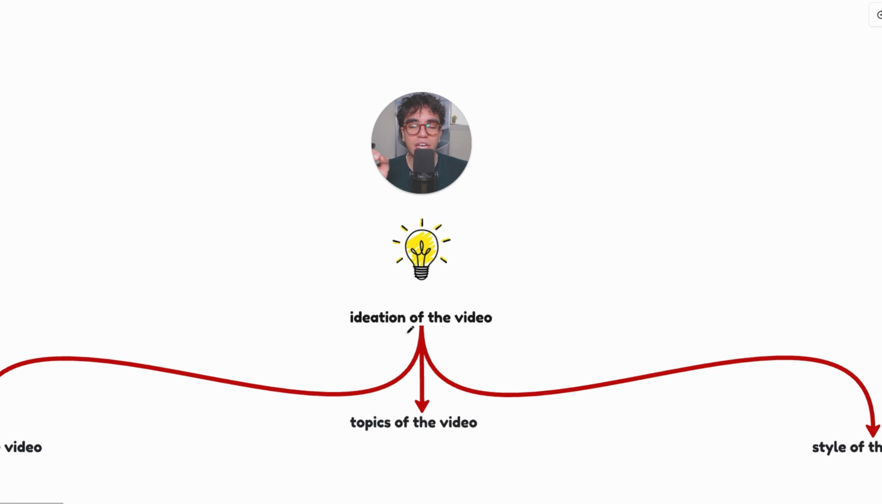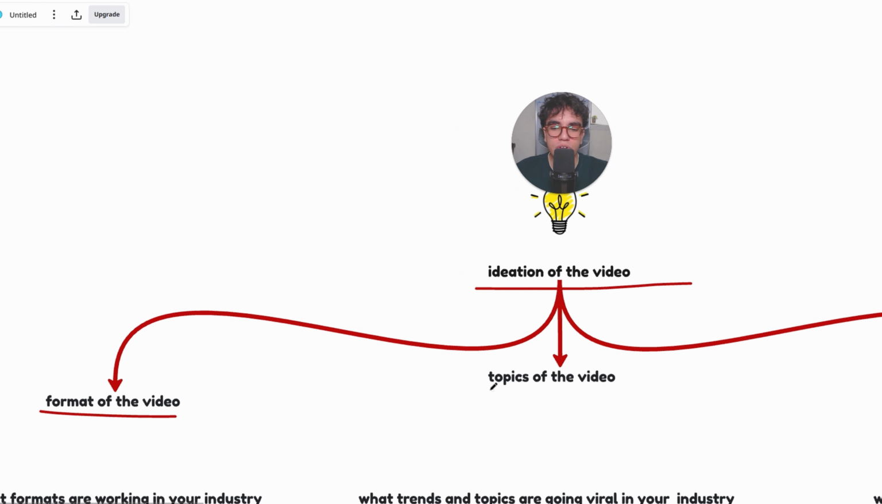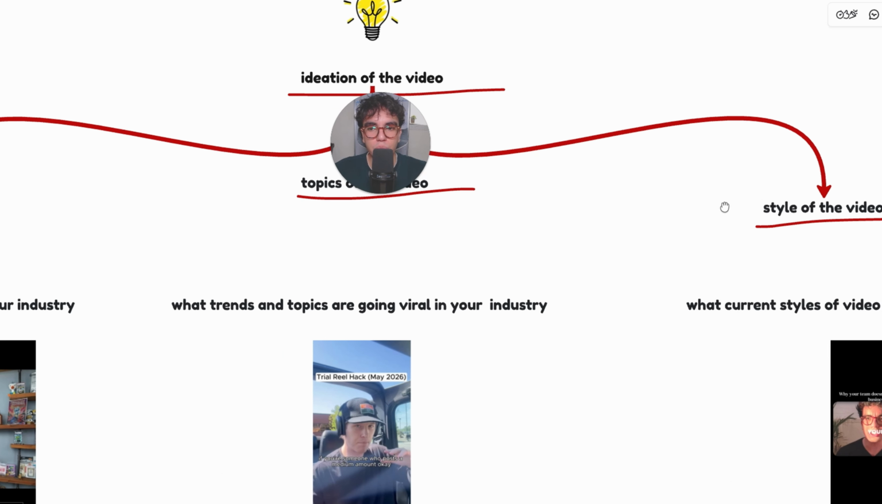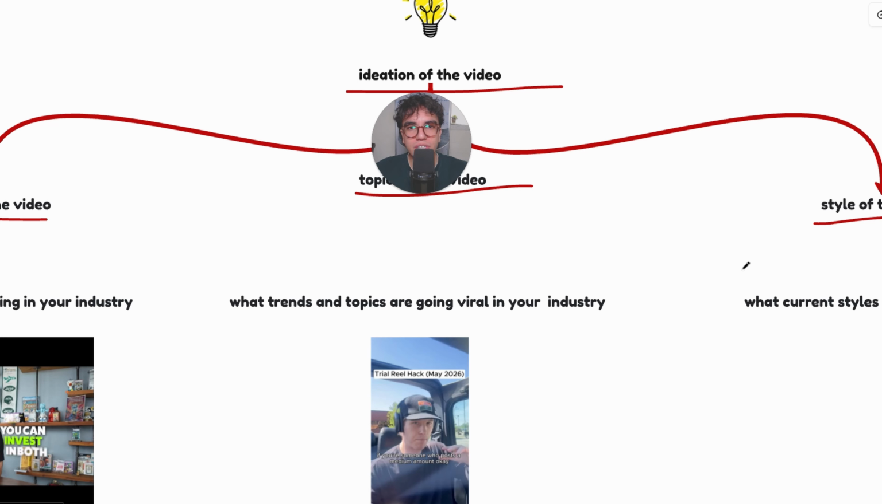So the first part when it comes to making videos for your business is the ideation of the video. And this has three main topics, which is the format of the video, topics of the video, and the style of the video. Now, a lot of business owners, whenever they're making videos for their business, just use random formats, random topics, and random styles, which they get no views and they make no money from their videos.